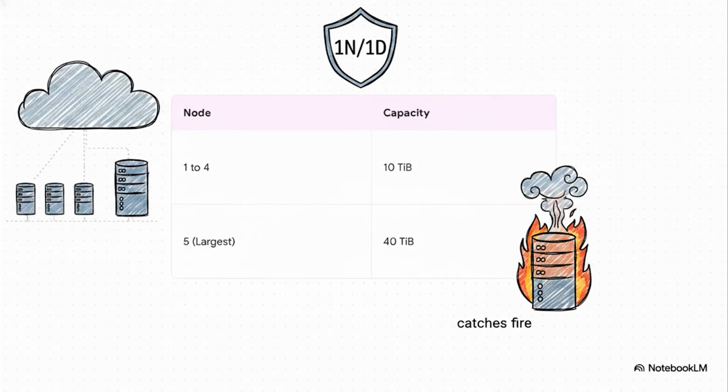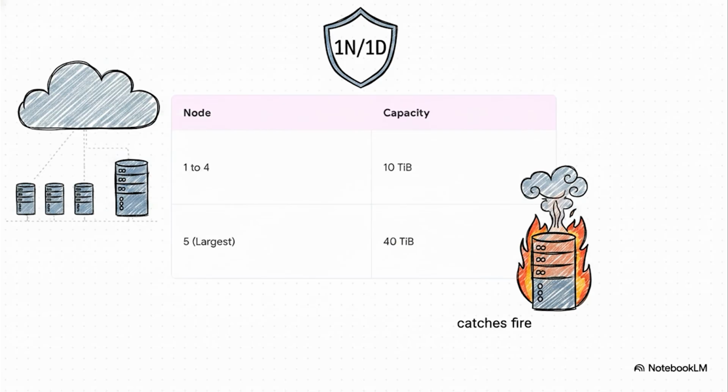Let's make this real. Imagine you're managing a mixed cluster, meaning the node capacities aren't identical. Let's say you've got a 5-node cluster configured for a standard 1-node or 1-disk fault tolerance, which we usually just abbreviate as 1N/1D. Now, 4 of those nodes are a bit older, bringing about 10 terabytes of capacity each. But your 5th node? It's a massive, newer node with 40 terabytes.